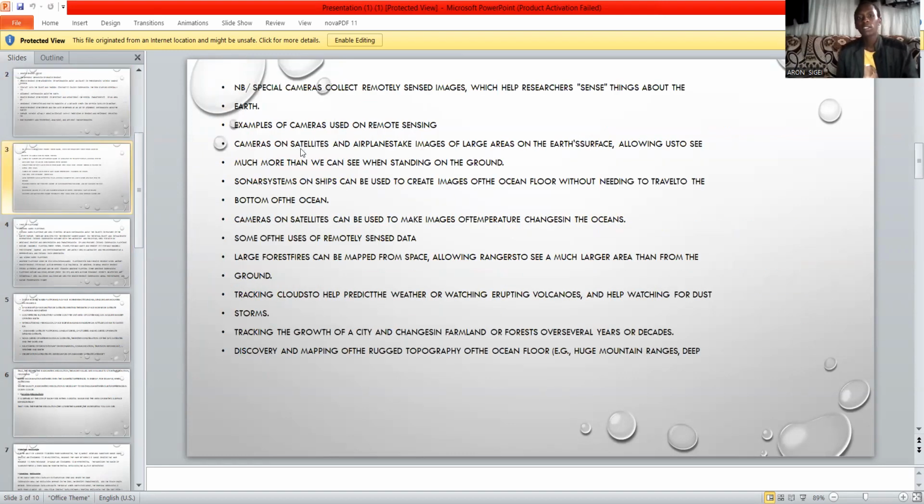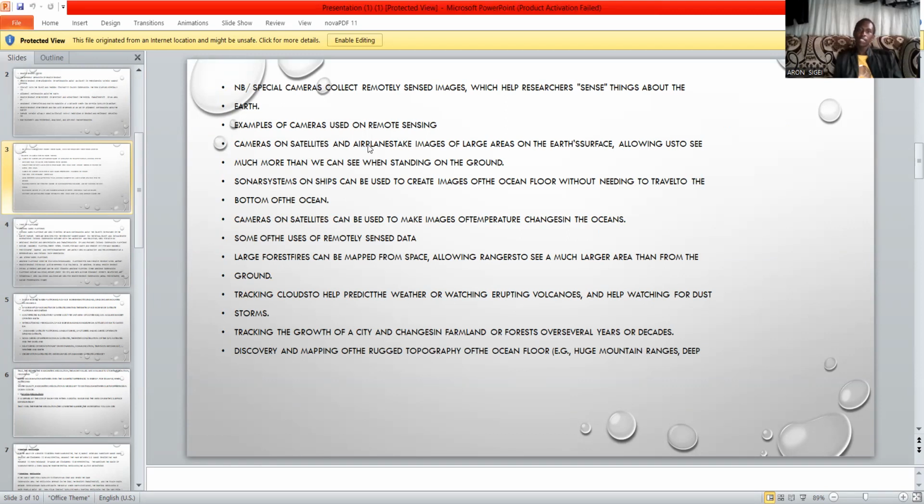Especially cameras collect remotely sensed images, which help researchers learn things about the Earth. Examples of cameras used in remote sensing: cameras on satellites and airplanes take images of large areas on the Earth's surface, allowing us to see much more than we can see when standing on the ground. Sonar systems on ships can be used to create images of the ocean floor without needing to travel to the bottom of the ocean. Cameras on satellites can be used to make images of temperature changes in the oceans.